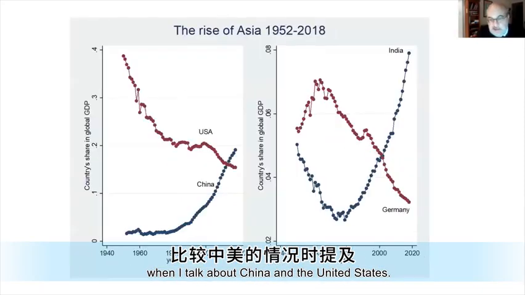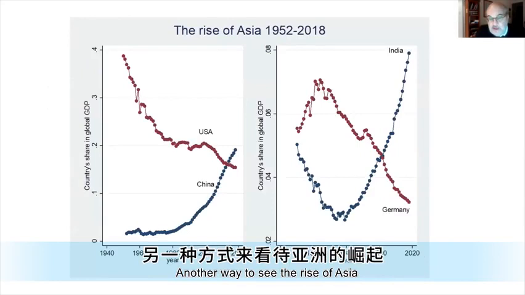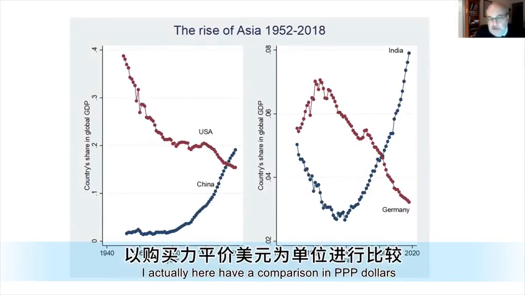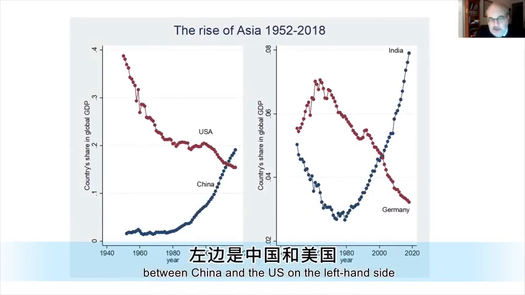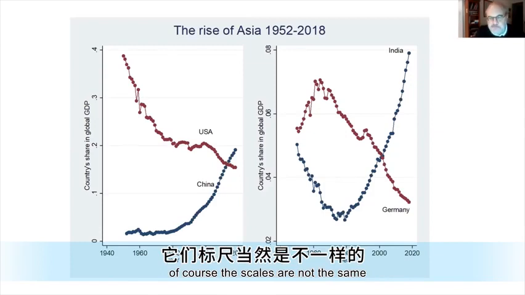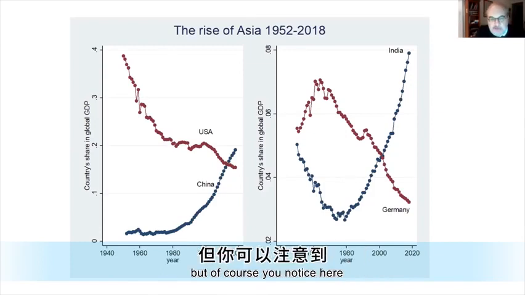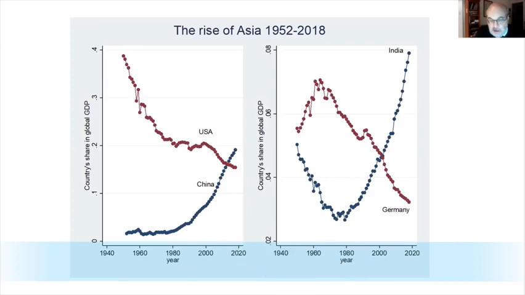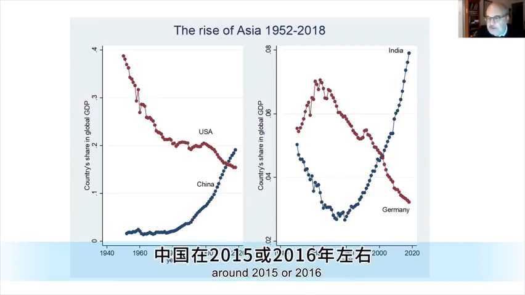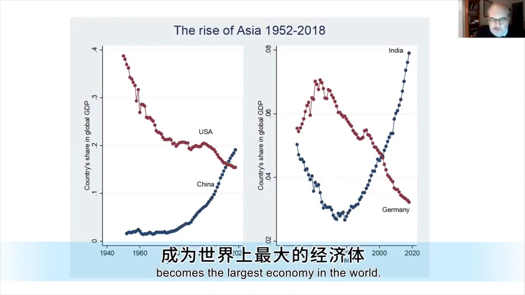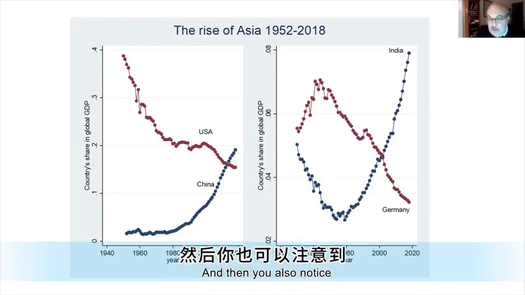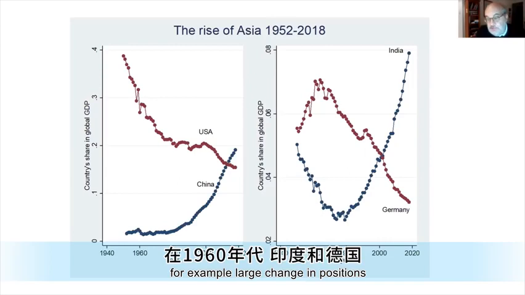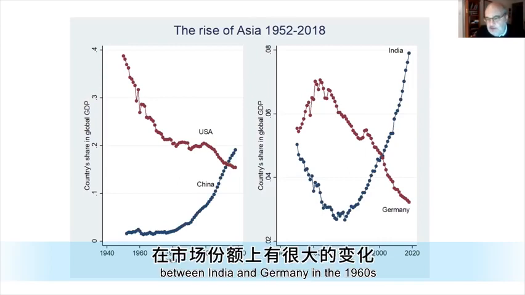when I talk about China and the United States. Another way to see the rise of Asia: here I have a comparison in PPP dollars between China and the US on the left-hand side, and India and Germany on the right-hand side. Of course, the scales are not the same, but you notice that China in PPP terms around 2015 or 2016 becomes the largest economy in the world. And you also notice a large change in positions between India and Germany.